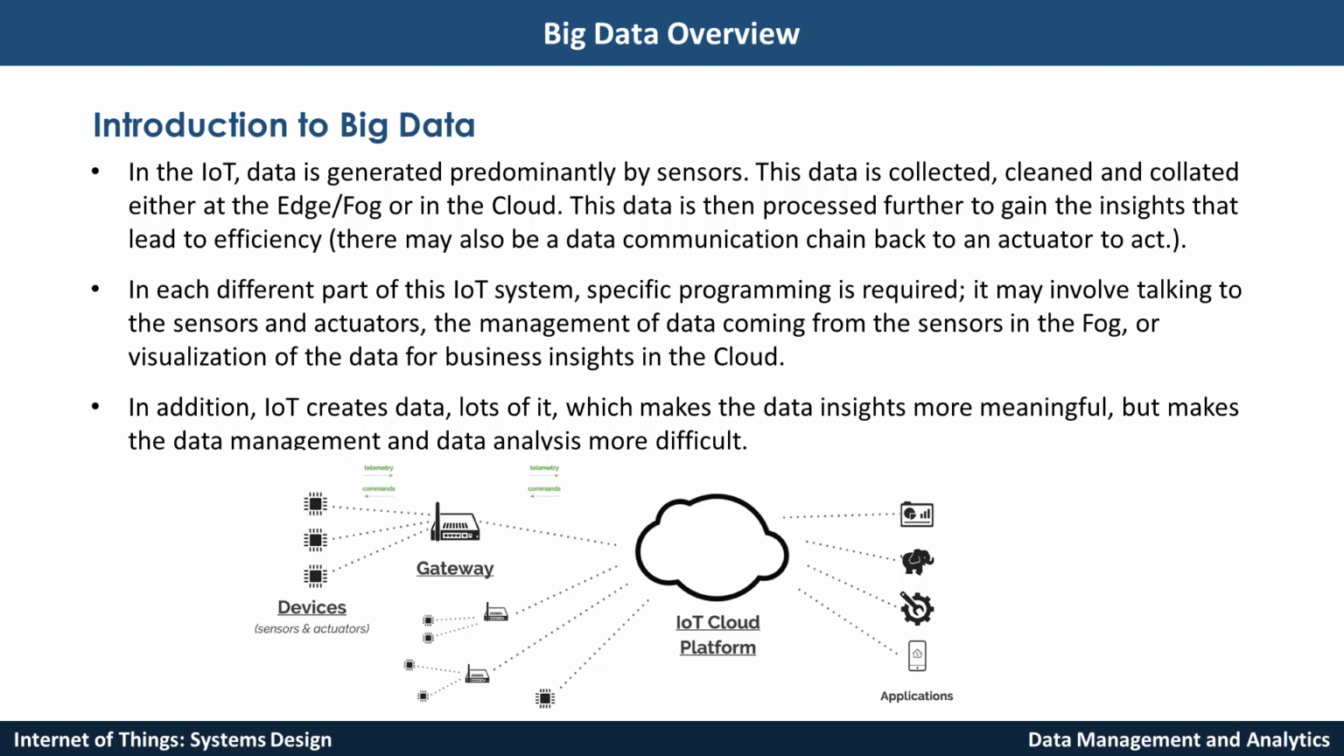In IoT, data is generated predominantly by sensors. This data is collected, cleaned, and collated in either edge, fog, or in the cloud. Data can be processed either real time or in archival fashion to derive different types of insights.